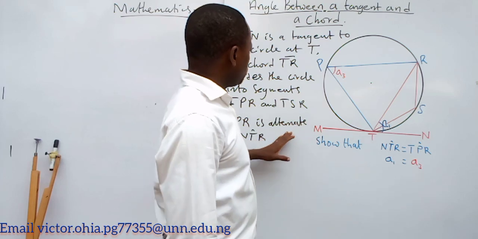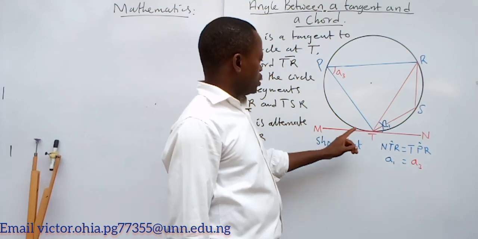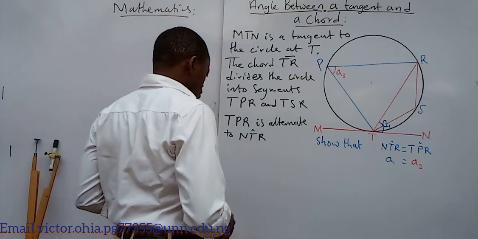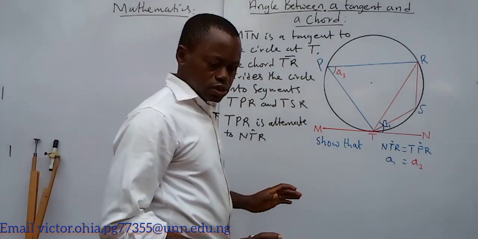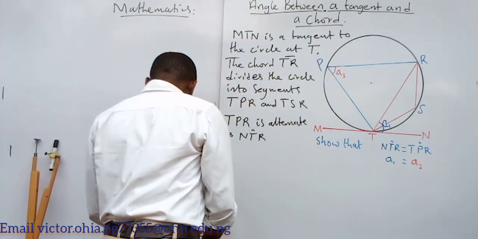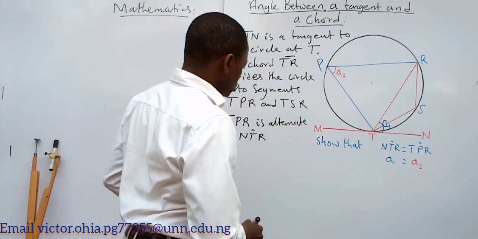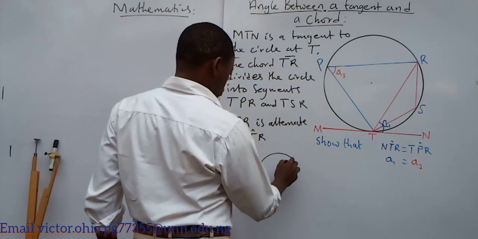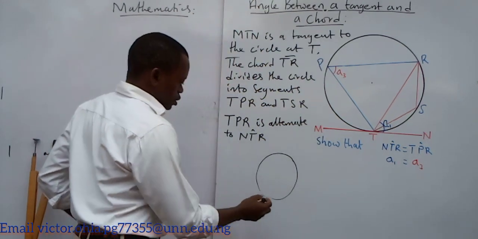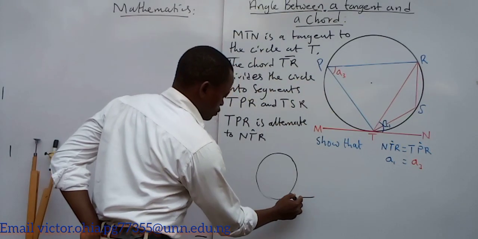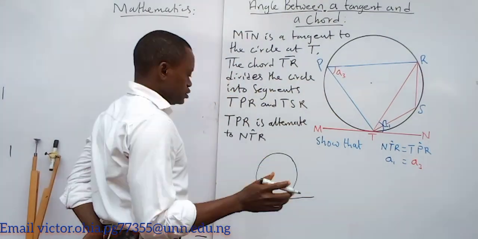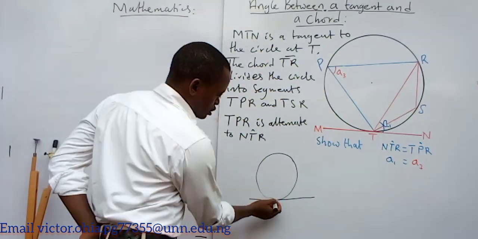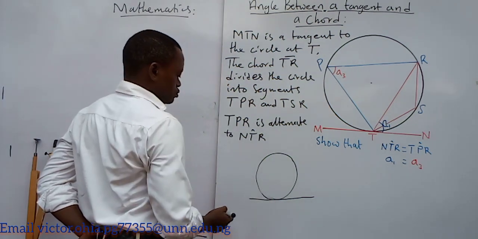The simple way to explain this is, I'm going to show you, and at the same time I'm also going to clean it. Assuming this is a circle, and you have a line. Of course, a tangent is a line that touches a point on the circumference of the circle, just touches the edge of that circumference.